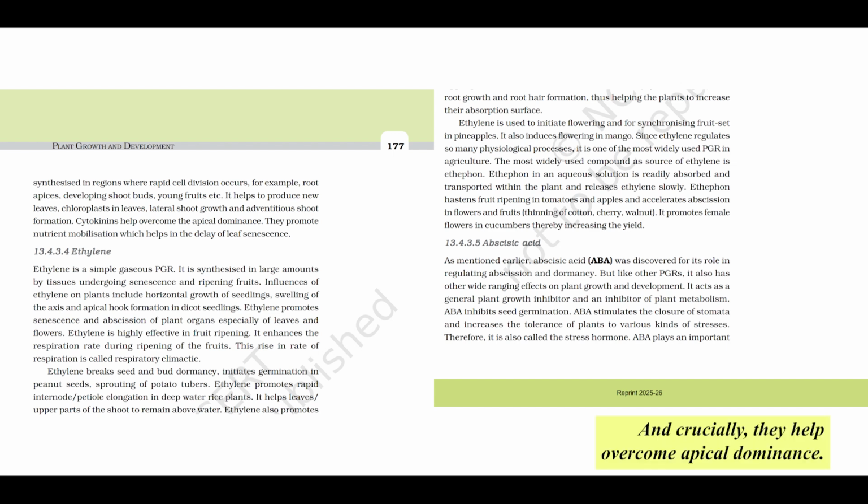Yes, and crucially, they help overcome apical dominance. They act antagonistically to auxins here. Auxins inhibit side buds. Cytokinins promote them. Ah, the balance between auxins and cytokinins controls branching. Precisely. They also promote nutrient mobilization, directing nutrients to growing areas, which helps delay leaf senescence, keeps leaves working longer.